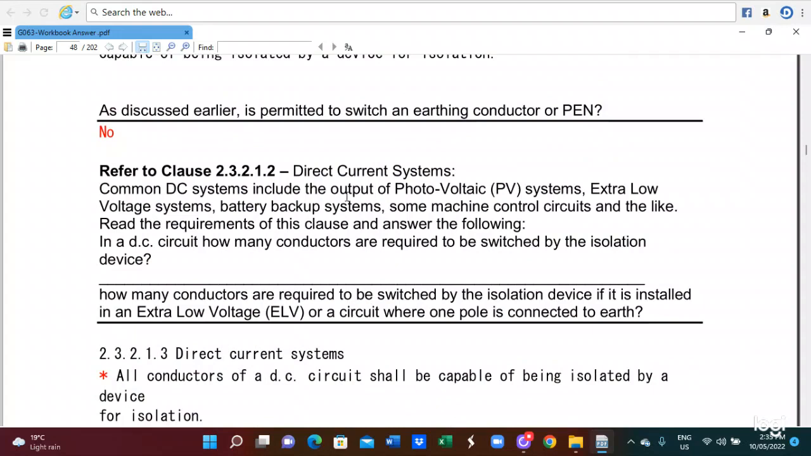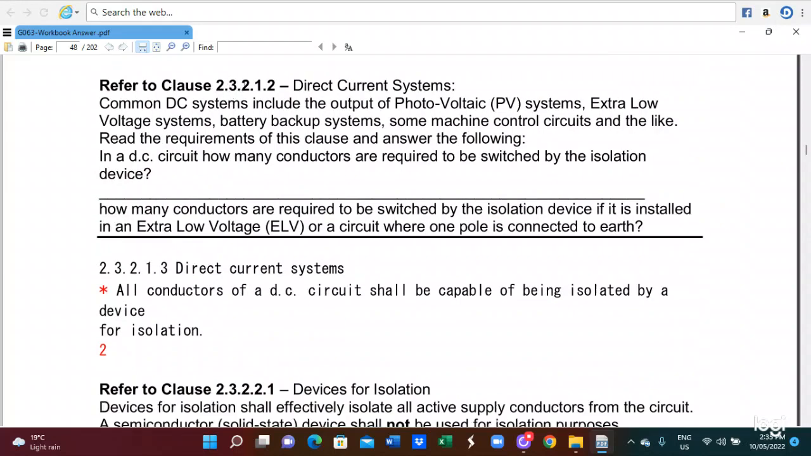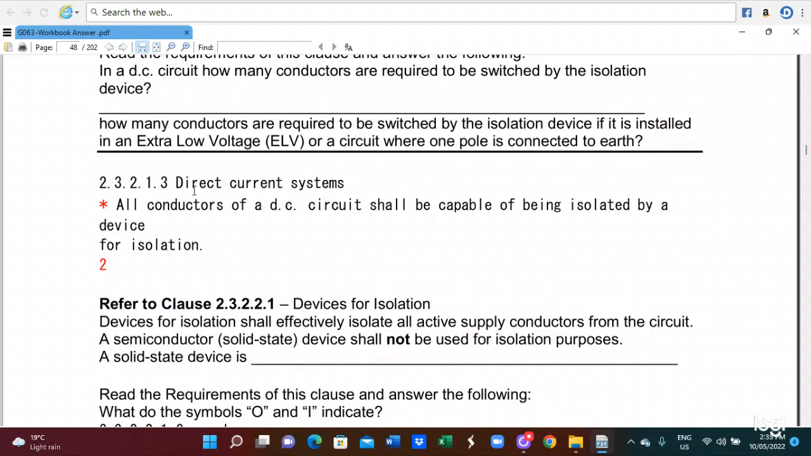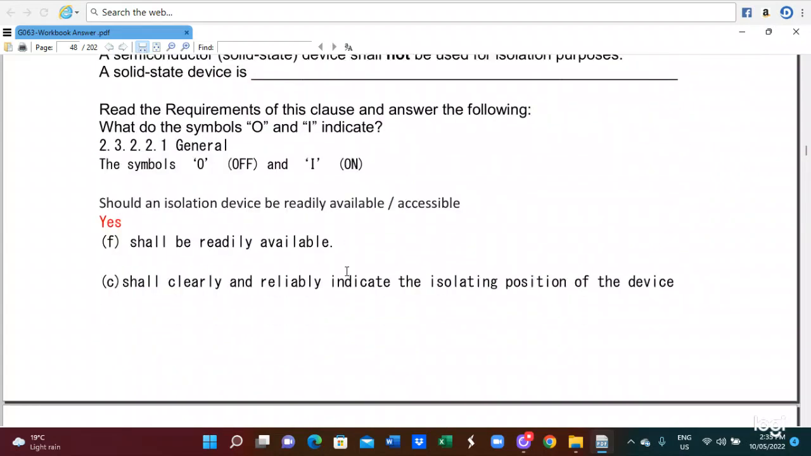2.3.2.1.2, direct current system. Common DC systems include the output of PV systems, extra low voltage systems, battery backup systems, some machine control circuits, and lighting. Read the requirement in this clause and answer the following. All conductors of a DC circuit shall be capable of being isolated by devices for isolation. So this is the device for isolation. You can do the exercise.